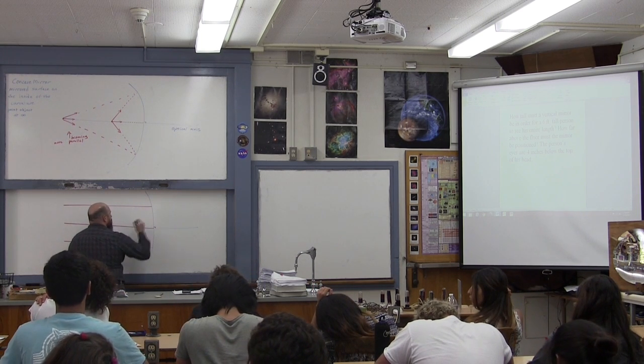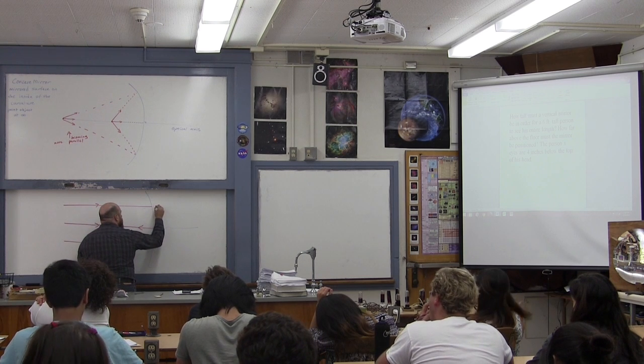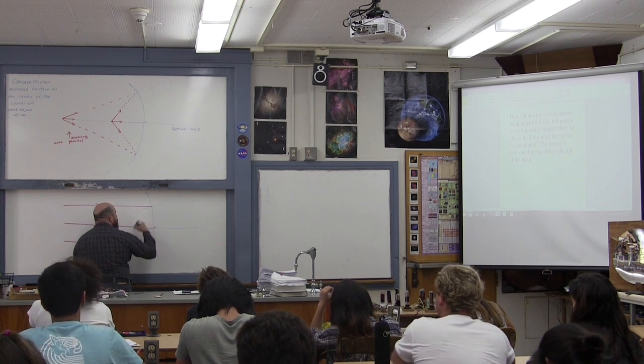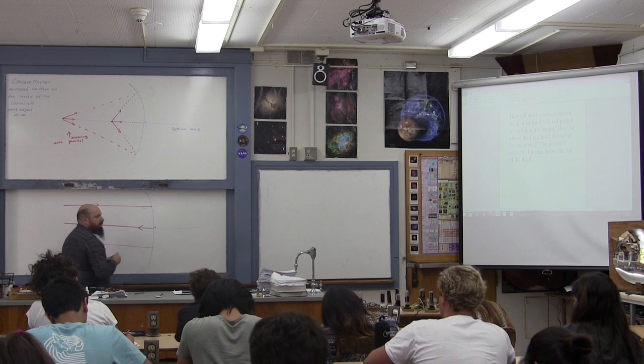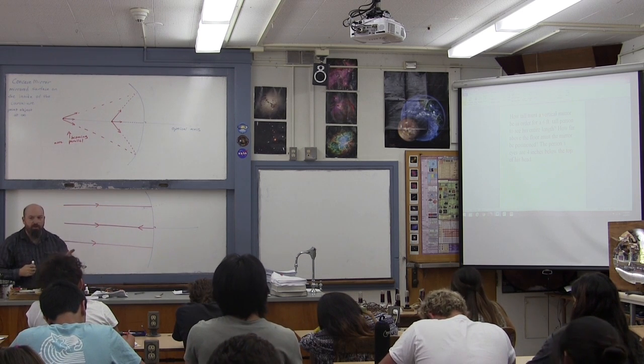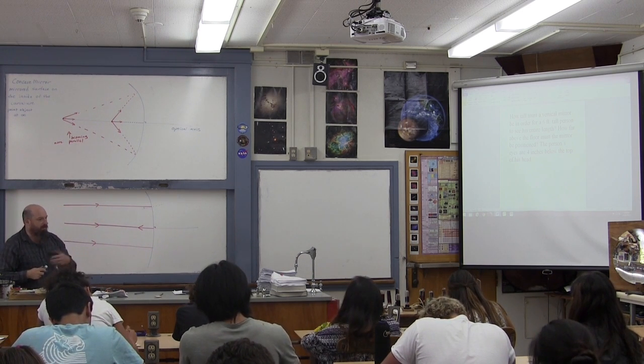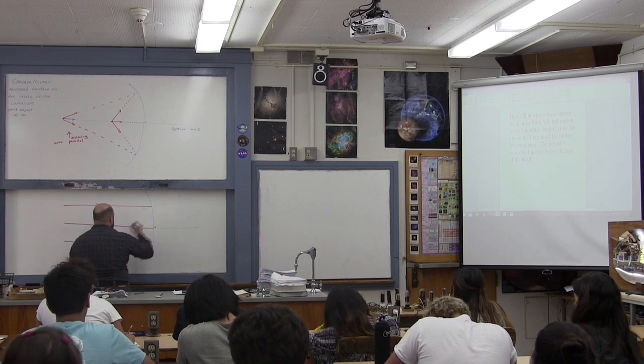Okay, now take a look at what happens for the top light ray. Right here at this location, this is the dotted line that is perpendicular to the surface. So right here is the angle of incidence. And then from the law of reflection, you just reflect it at the same angle. That then looks like this.